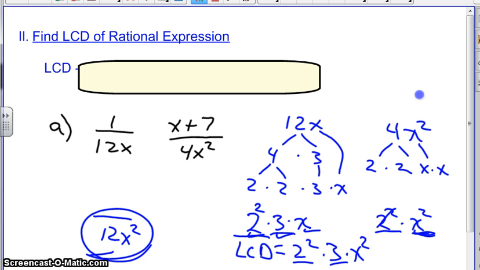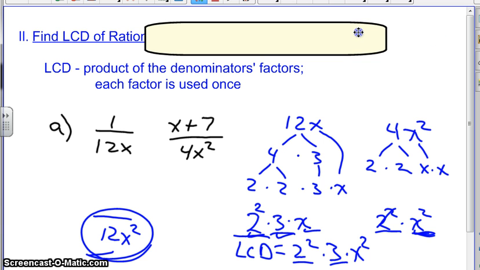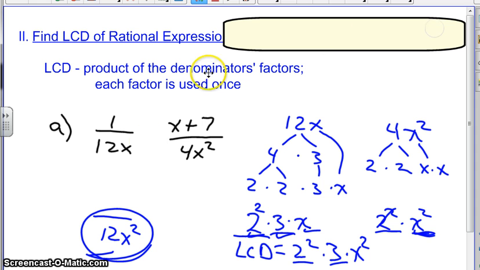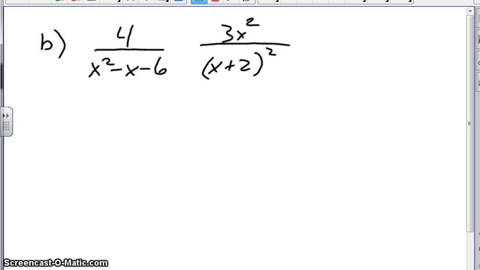I know it's a challenge, but now let's put this little note down. Here it is. The LCD is the product of the denominator's factors. Each factor is used once. Okay, so now look, we're looking for the LCD.